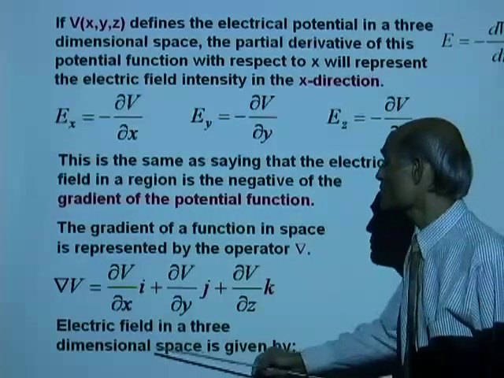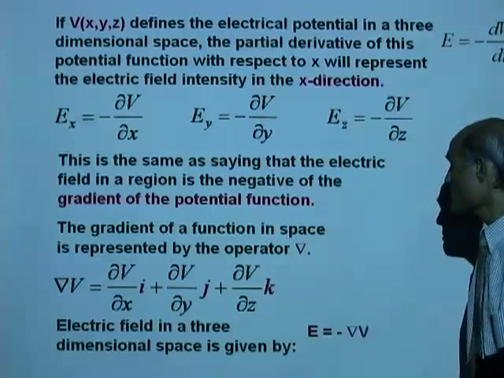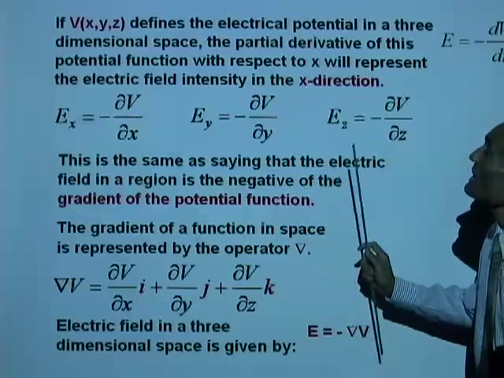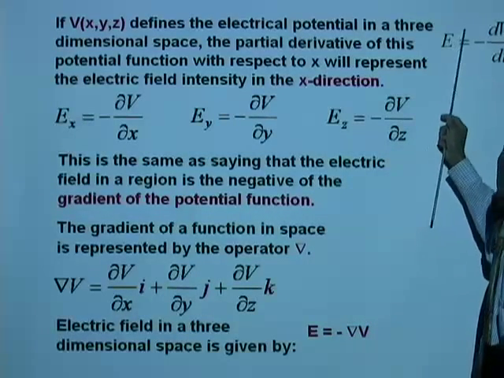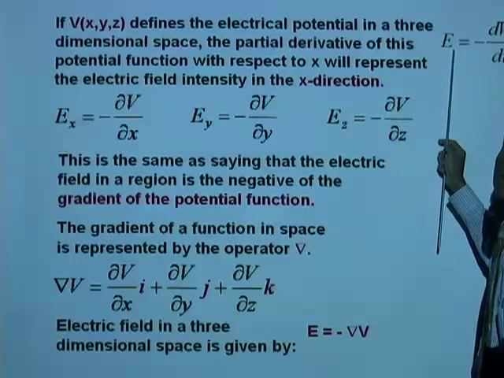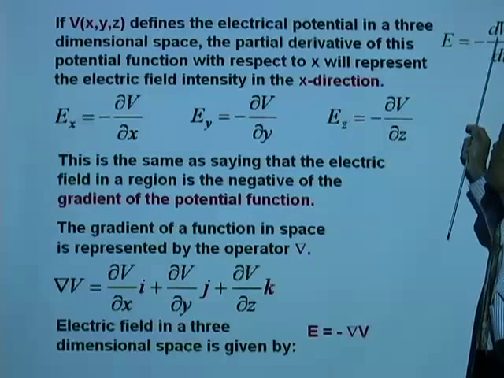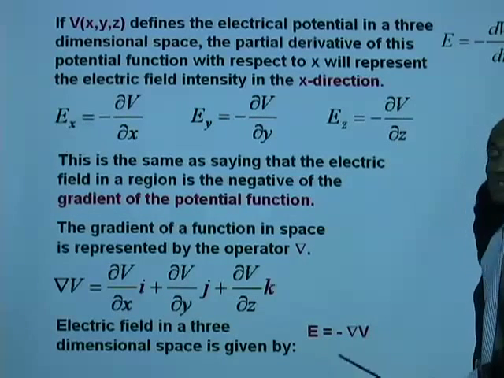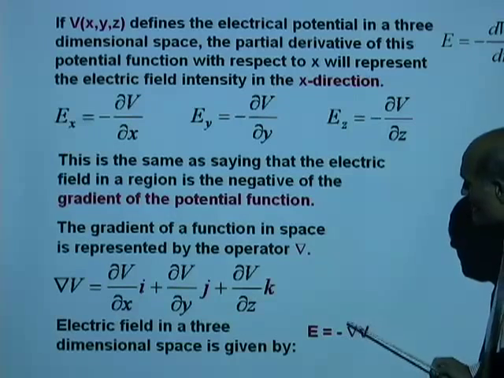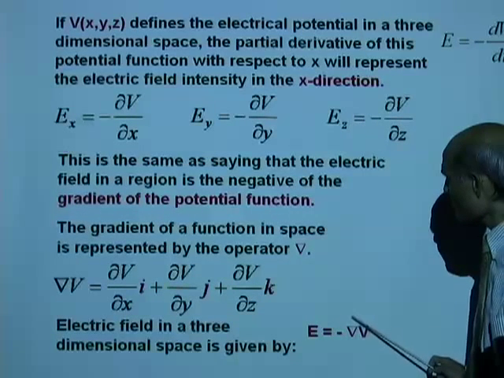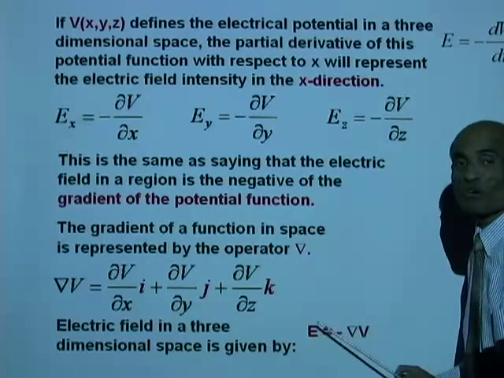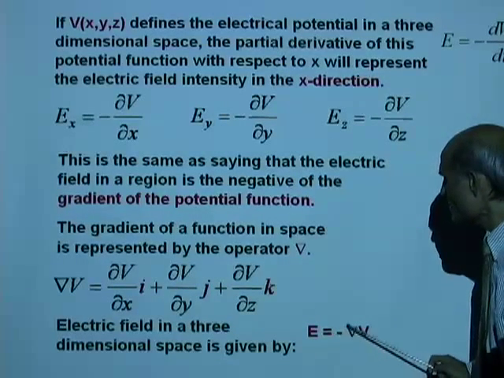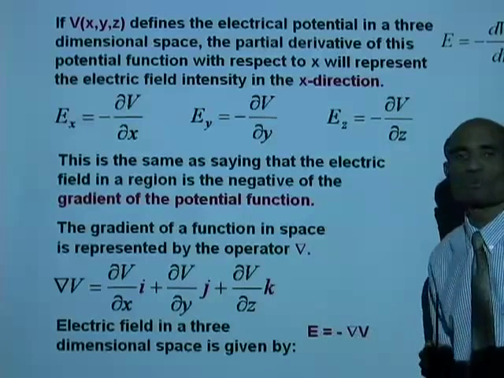Electric field in a three-dimensional space is given by E equal to negative dV over dr. Now this is the same thing. E equal to negative del V, negative of the gradient of the potential function. Electric field is a measure of the negative of the gradient of the potential function.